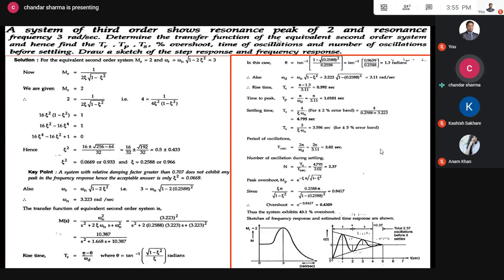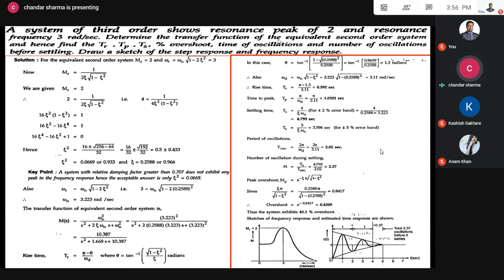Here I take one example. A third order system shows a resonance peak of 2, that is, the MR value is 2, and a resonance frequency of 3 radian per second. Okay, that is omega r is 3. And what we have to determine? We have to determine the transfer function of the equivalent second order system and hence find TR, TP, settling time, percentage overshoot, time of oscillation and number of oscillations before settling. We have to draw a sketch of the step response and frequency response.